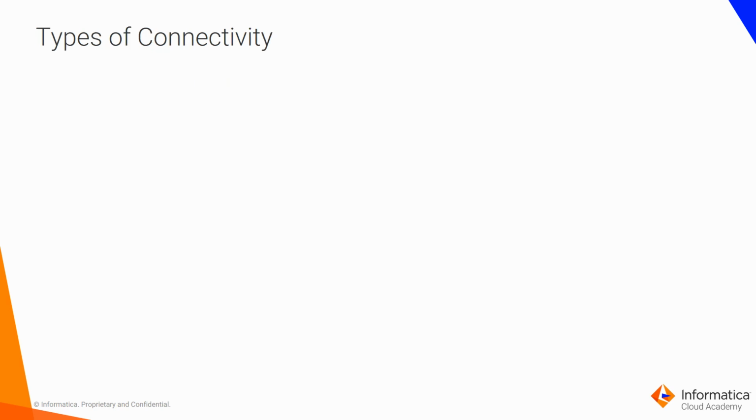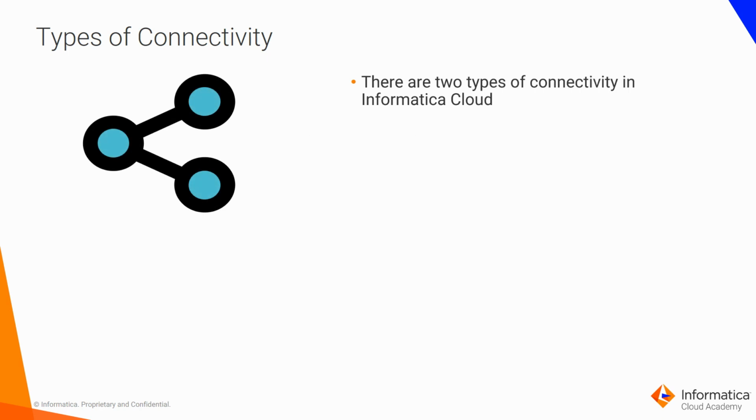In Informatica Cloud, there are two types of connectivity, or connectors, available when you create a connection. There are native connections and add-on connectors. Native connections are connection types that come out of the box with Informatica Cloud. Examples of these connections would be flat files, Salesforce, and SQL Server. These connections are available in the product and do not require any additional setup.